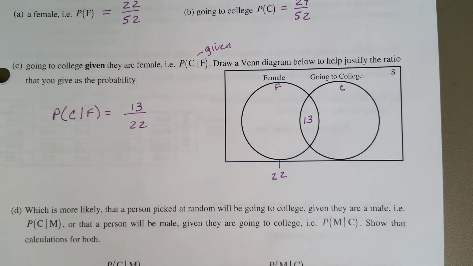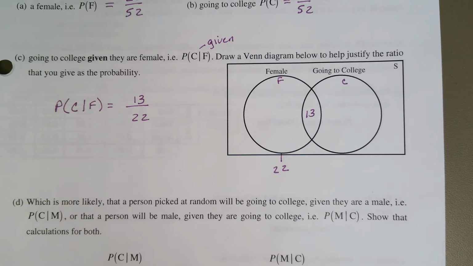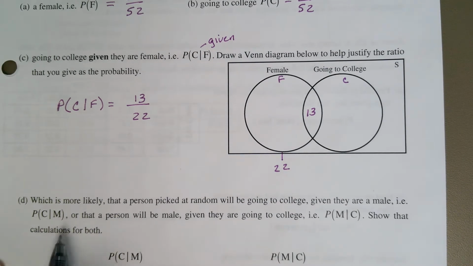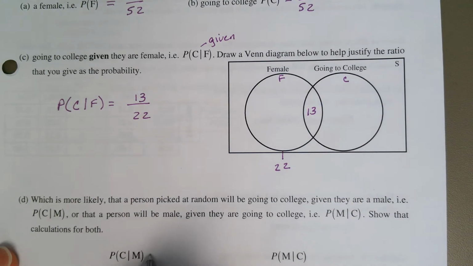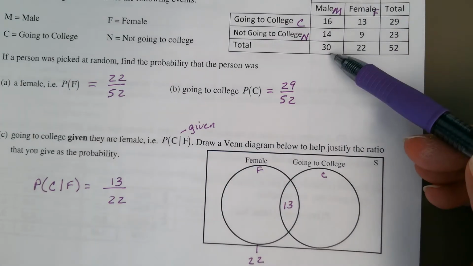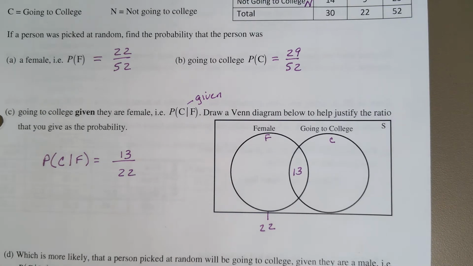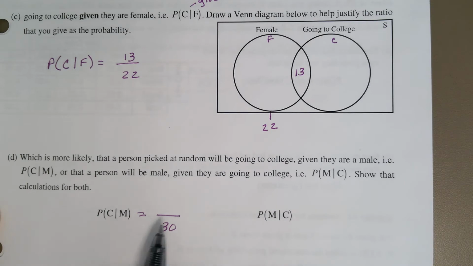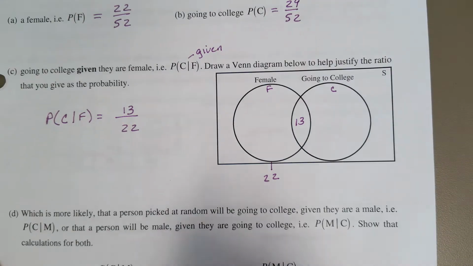D, which is more likely that a person picked at random will be going to college given that they are male? So the probability of college given male, or that a person will be male given they are going to college. Okay, so the probability of college given male, well, given that they are male, I go up, there are 30 males, so the denominator would be male, and how many males are going to college? Whoops, sorry, here we go. How many males are going to college? 16.